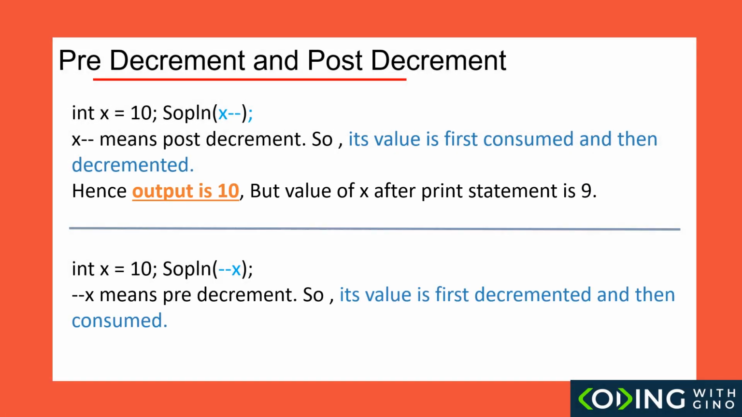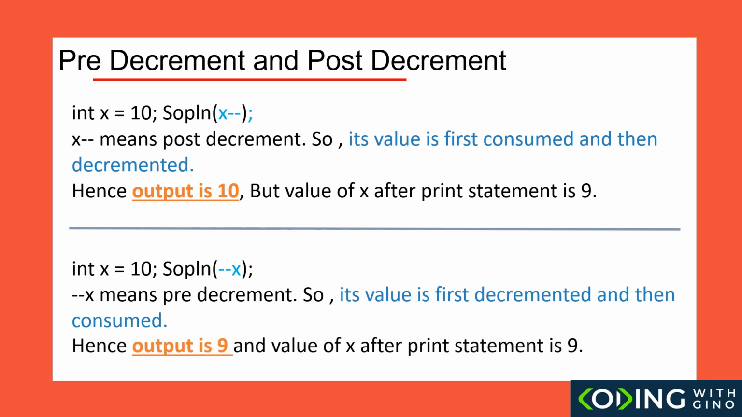On the other hand, --x means pre-decrement. So, the value is first decremented before it can be consumed by SOPLN statement. Hence, output is 9. Okay?